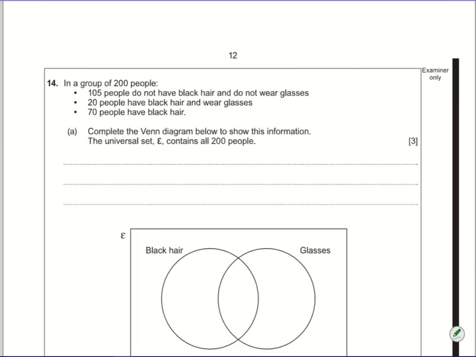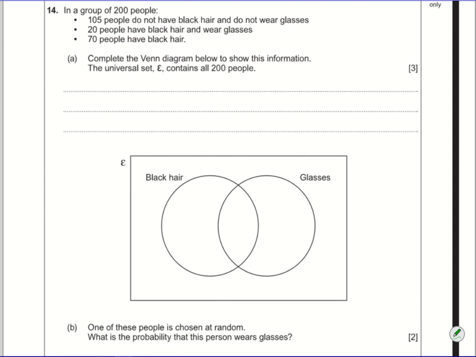Number 14 is a Venn diagram. And we know from reading the question that our Venn diagram has to add up to 200. I would always recommend on a Venn diagram question that you check at the end that it adds up to what it's supposed to. Generally speaking, I would like to start in the middle of the Venn diagram, because the middle section is going to affect the numbers on the left and the right, because they're going to be included.